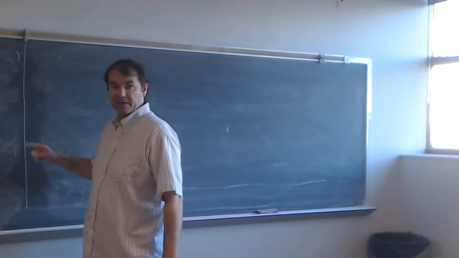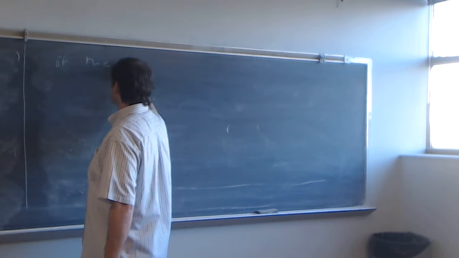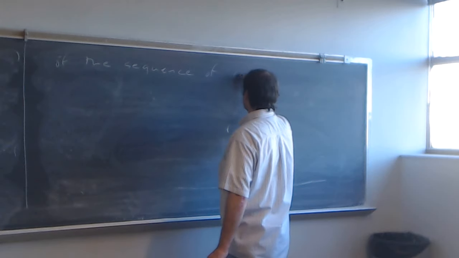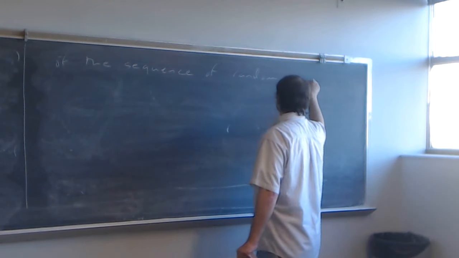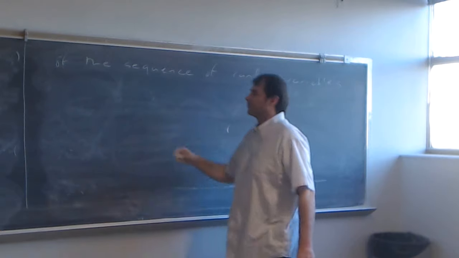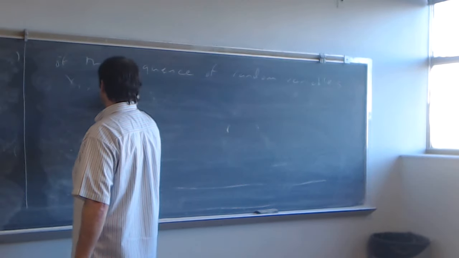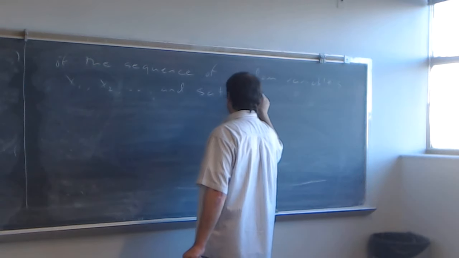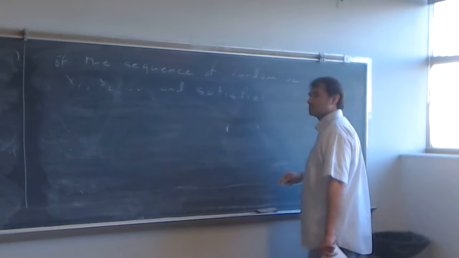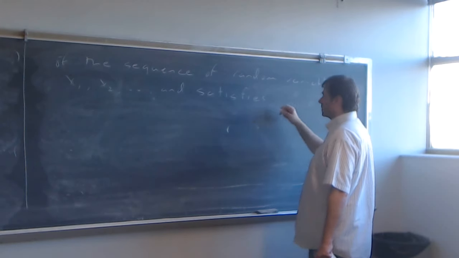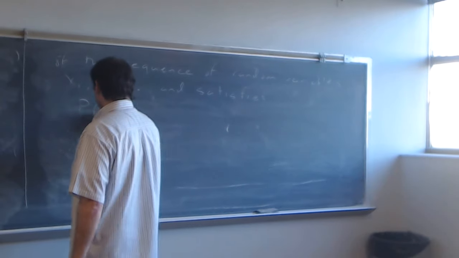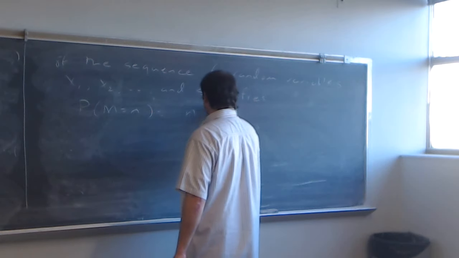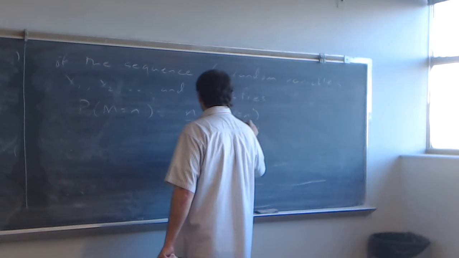So M is independent of the sequence of random variables X1, X2, and so forth, and satisfies the probability that M equals n is the same thing as n times the probability that N equals n, over the expected value of N.